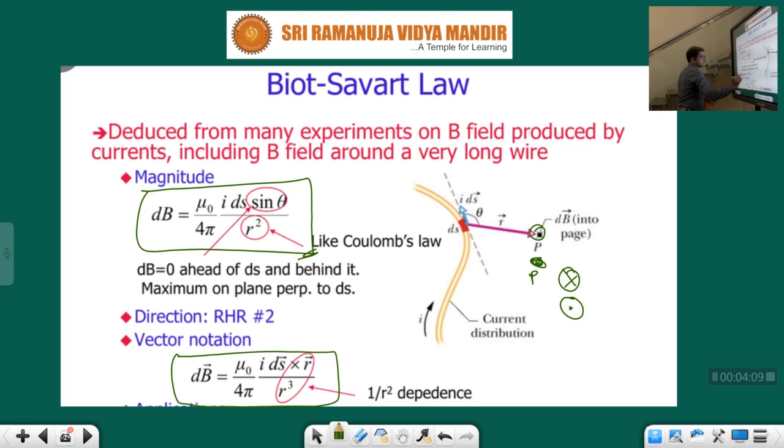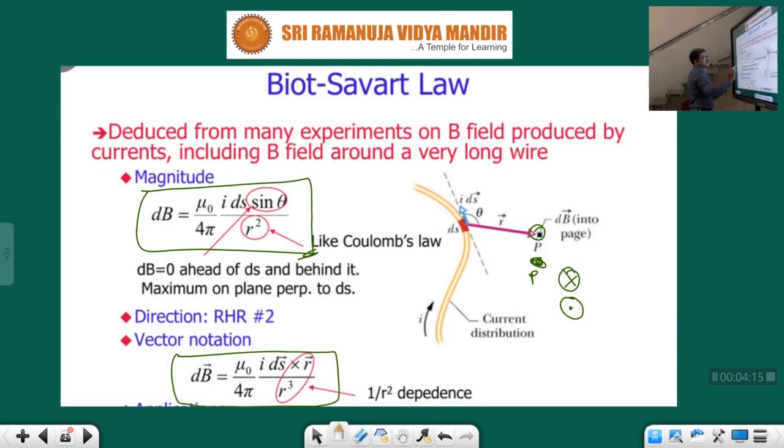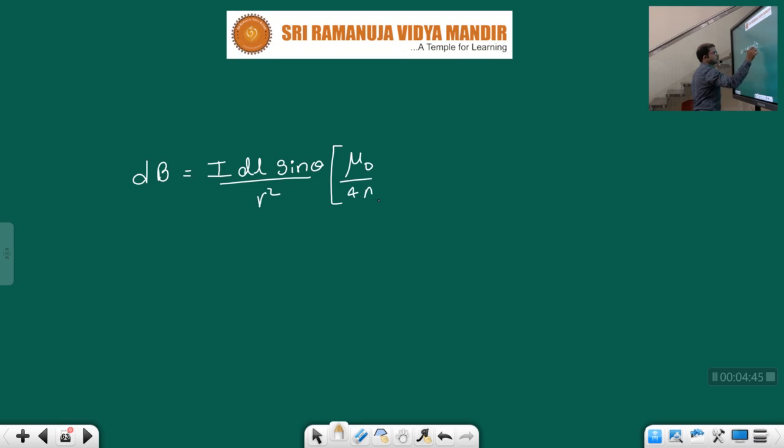Remember, children, the formula is very important. In this notation ds is there, but instead of s I am taking dl. So dB is equal to I dl sin theta by r square, multiplied by the constant mu naught by 4 pi.